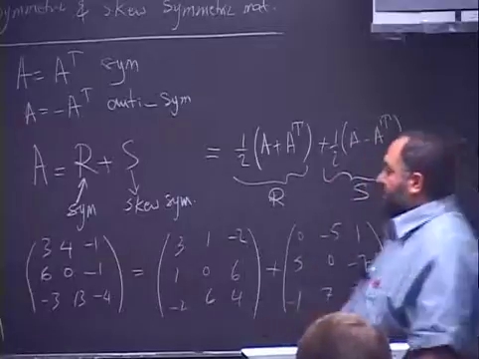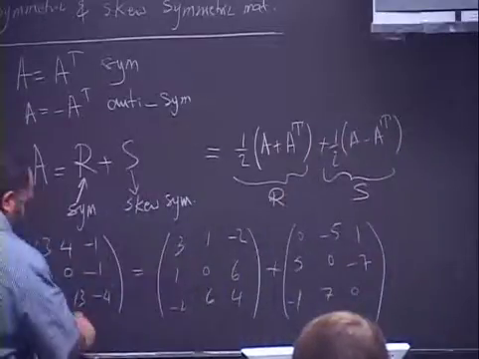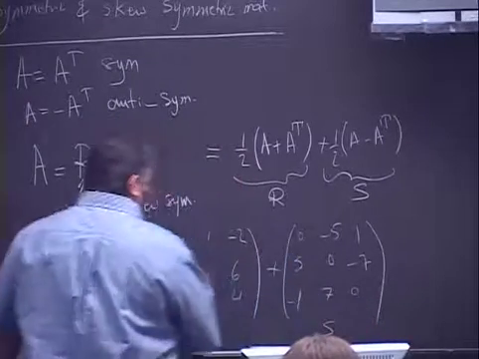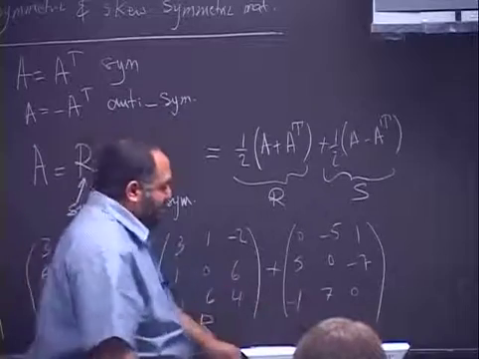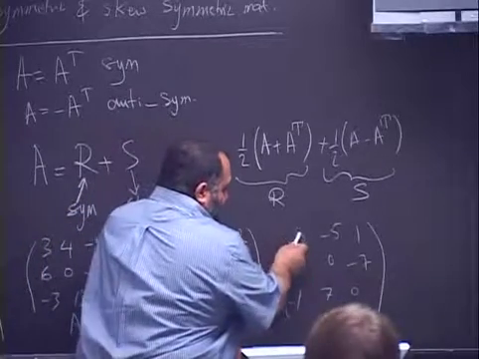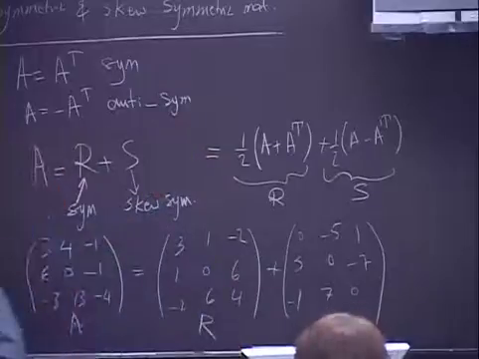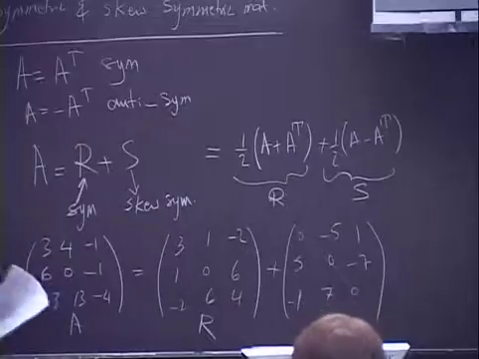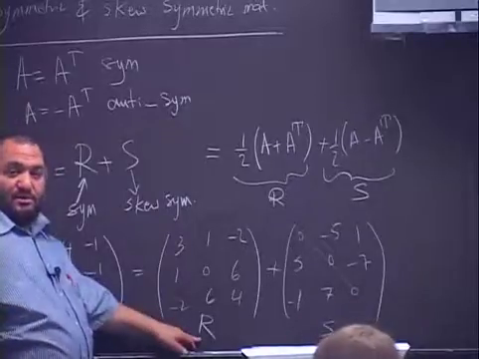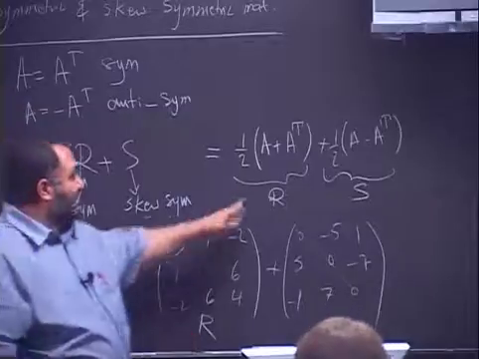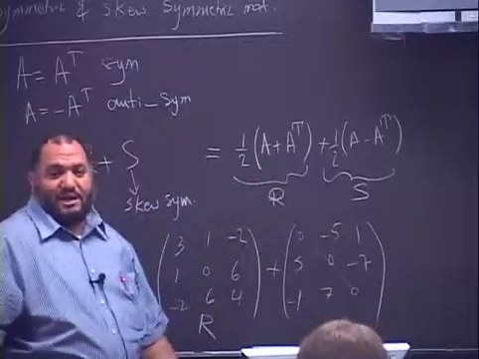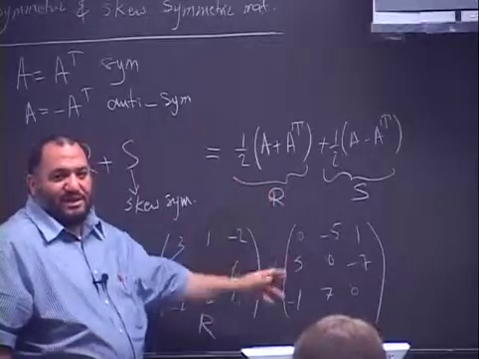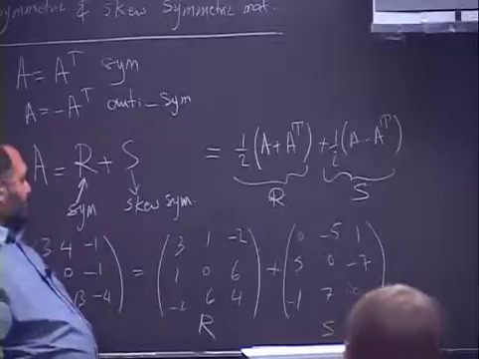So this is A, and I write it as R plus S, and this is the symmetric, and this is the anti-symmetric or skew symmetric. And if you look at the skew symmetric, you will notice that the diagonal is what? Is 0 here. And again, you can write R as A plus A transpose. So look for what matrix A and matrix A transpose, for example.